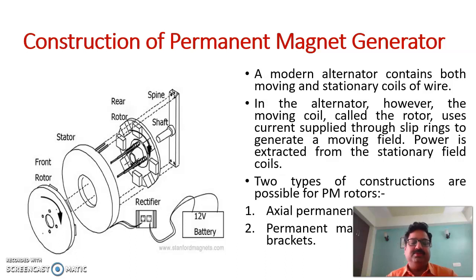They are of two types. The classification can be of two types on the basis of their structure or construction. One is the axial permanent magnet rotor type permanent magnet generator, another is the permanent magnet rotor on end brackets. So this is the classification of this generator.